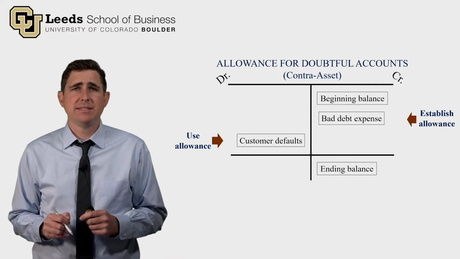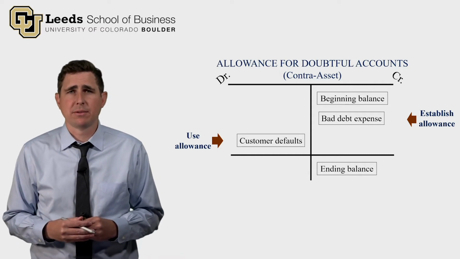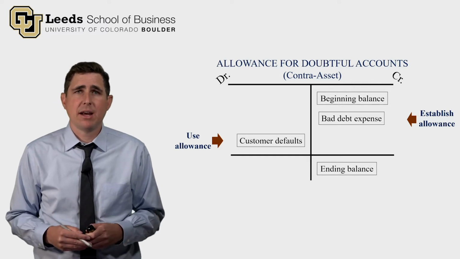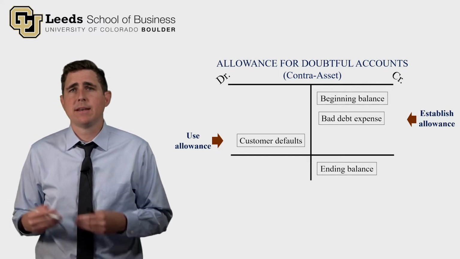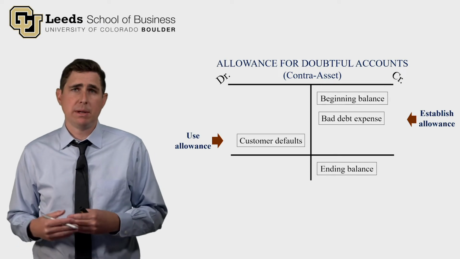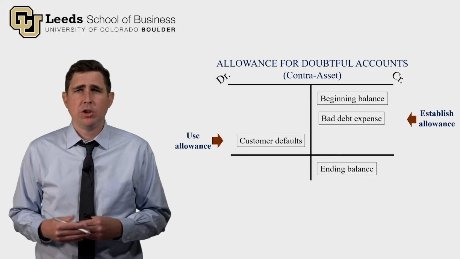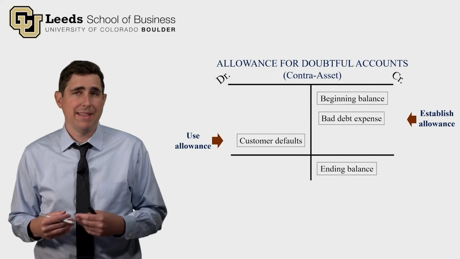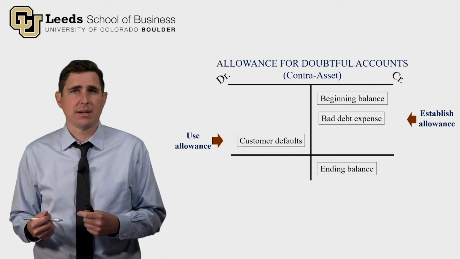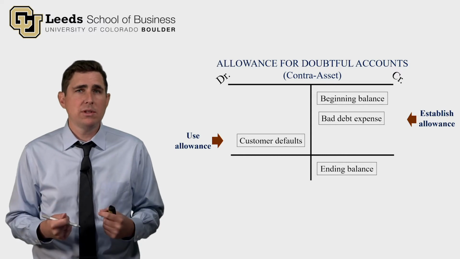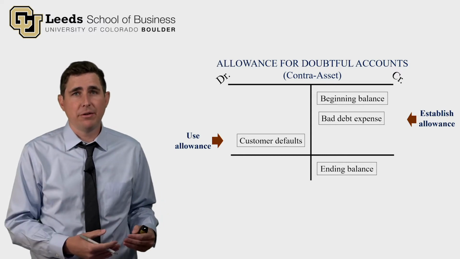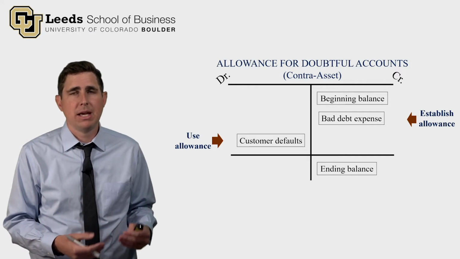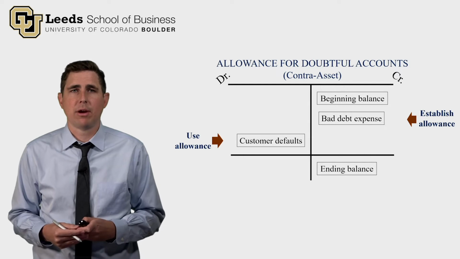Now let me show you the T account for the allowance for doubtful accounts. Remember, this is a contra asset account. Typical asset accounts have a debit balance. This one has a credit balance. So its beginning balance is a credit. You establish the allowance using bad debt expense, and that's a credit to the allowance account. You use the allowance when customers default, which is what we'll see during 2020. So we haven't yet used our allowance. And then the ending balance, again, is going to be a credit balance.